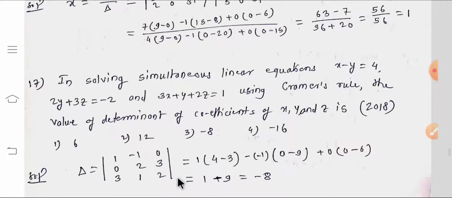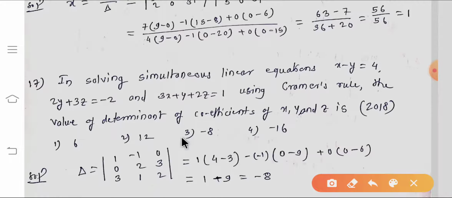Expanding this determinant now. 1 into bracket 2 2s are 4 minus 3, minus of minus 1 into bracket 0 minus 9 plus 0 into bracket 0 minus 6. So 0 into any quantity is 0, 4 minus 3 is 1, minus into minus is plus, that comes minus 9. So 1 minus 9 is minus 8. So the option is option number 3, minus 8, which is the right option.